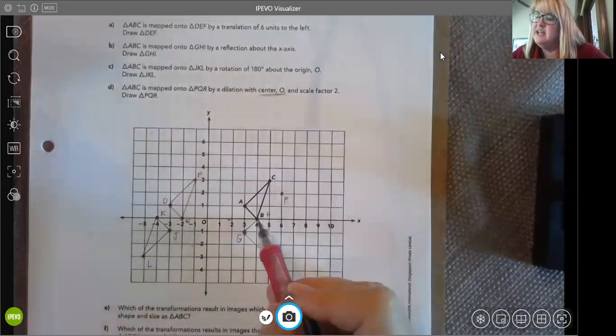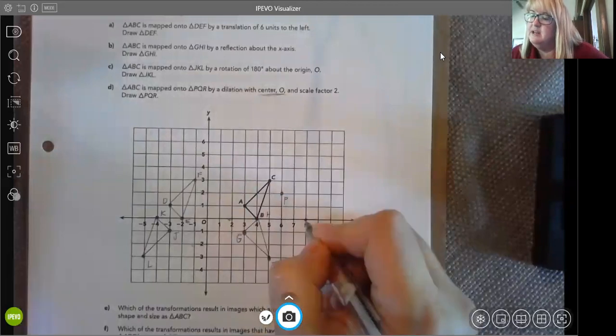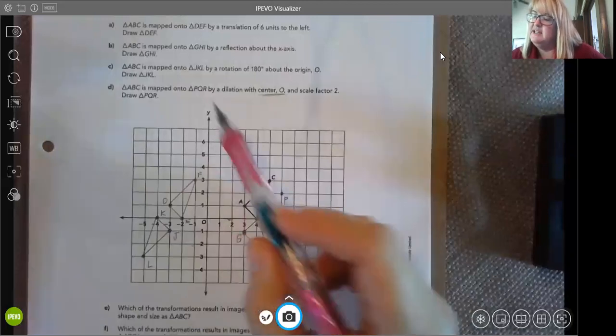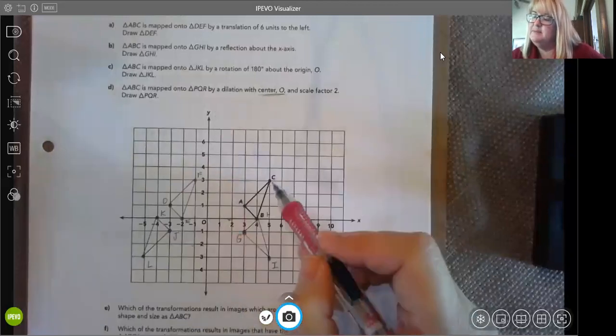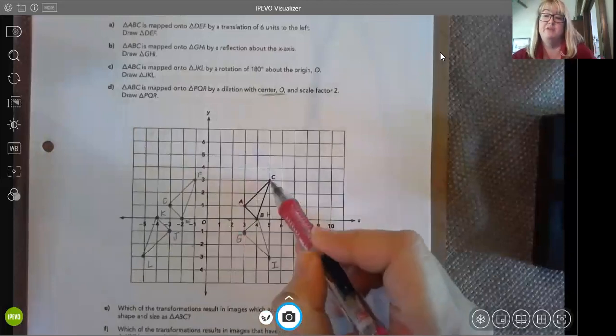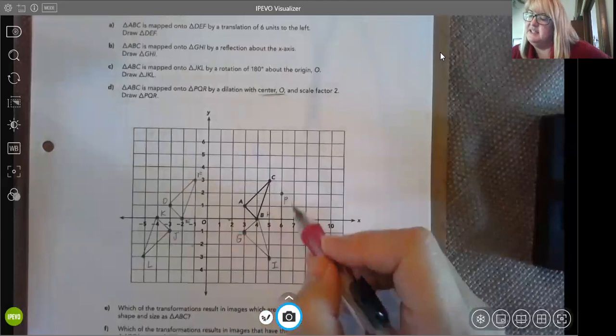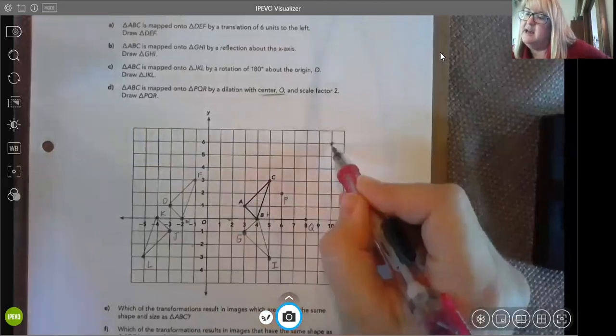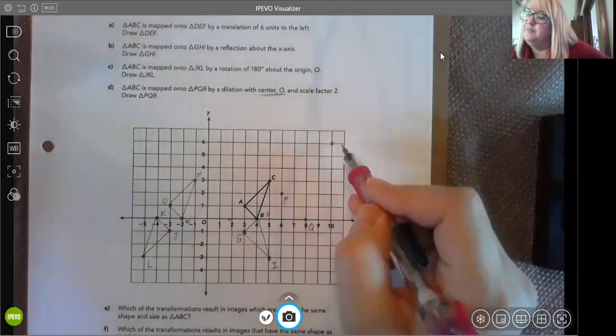And 4 times 2 is 8, 0 times 2 is 0. So 8 and 0 is our next point. And instead of B, it tells us to call that Q. R is where C is. Let's see, C is at 5 and 3. We got to multiply 5 and 3 by 2. That would be 10 and 6. So I'm going to go over 10, up 6, which is here. And that is point R.